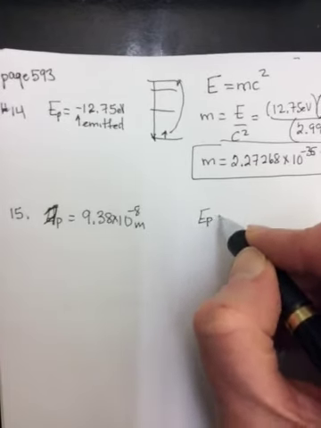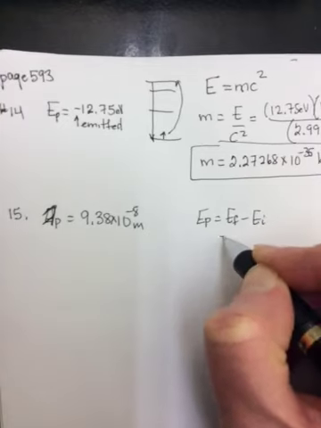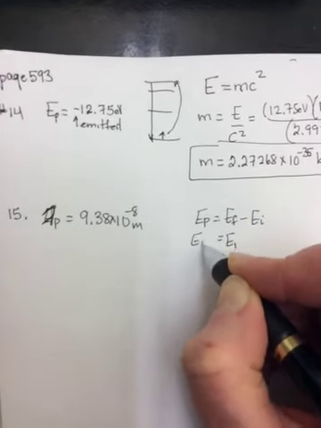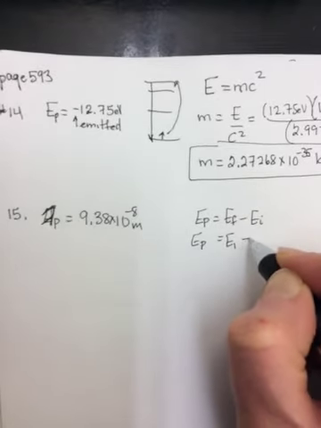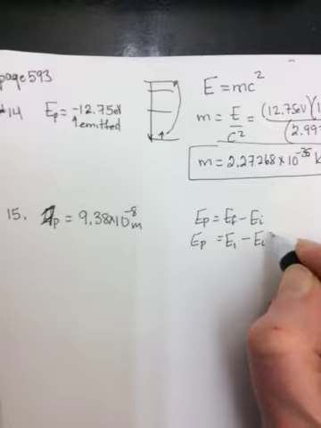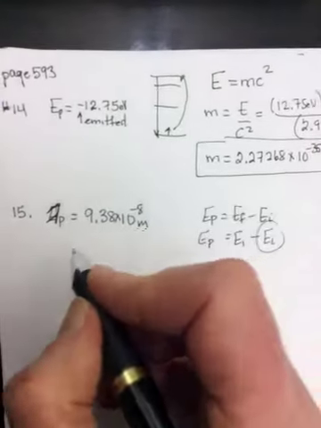So energy of a photon is equal to E_f minus E_i, and the E_f is the ground state, so n equals 1. We're going to be able to get the energy of the photon because we have the wavelength of the photon. So what we need to find is the energy level that it started at.